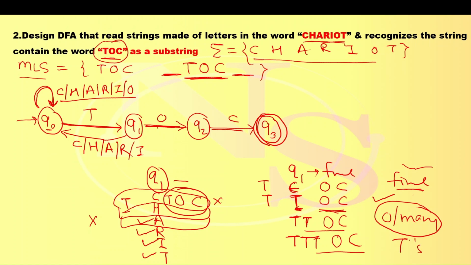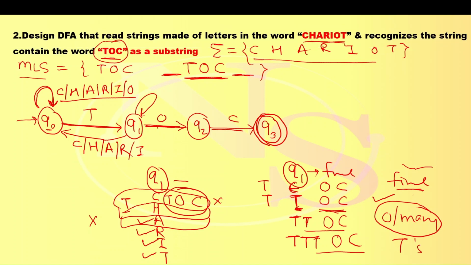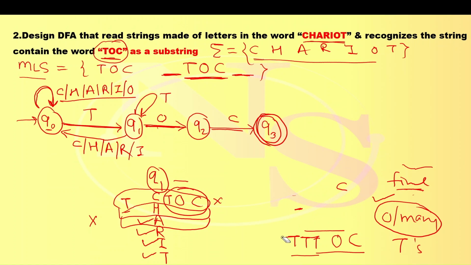It means, as we know, whenever there is 0 or many, we need to give a self loop. At which state? Q1. So Q1 will have the self loop, for the symbol T. Now from Q1 there are 7 paths, 7 transitions, one for each symbol of CHARIOT. Now Q1 is deterministic. Similarly, we can make Q2 deterministic. You can follow a similar kind of approach.